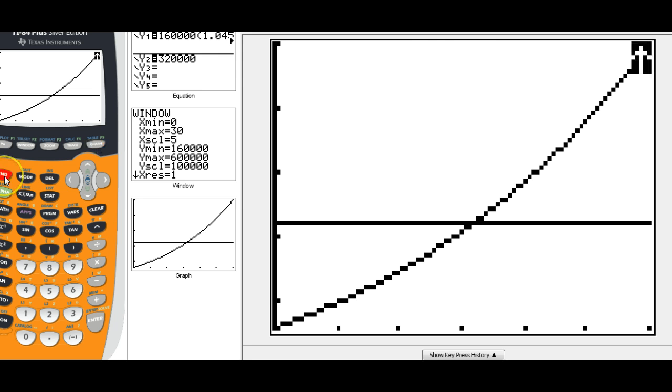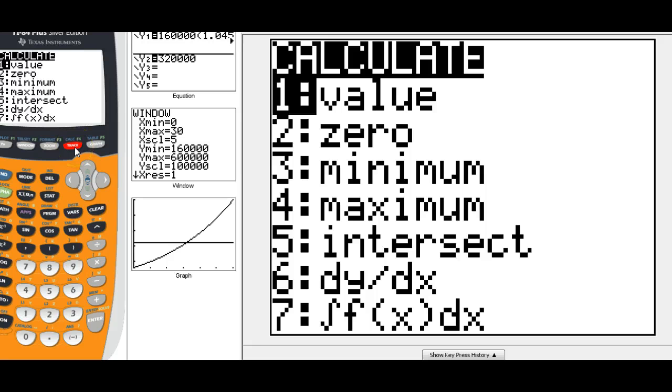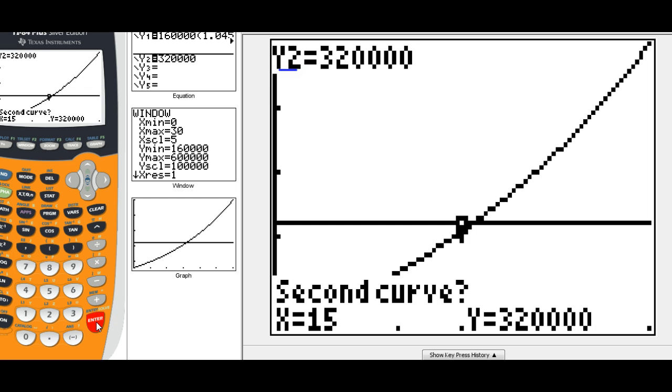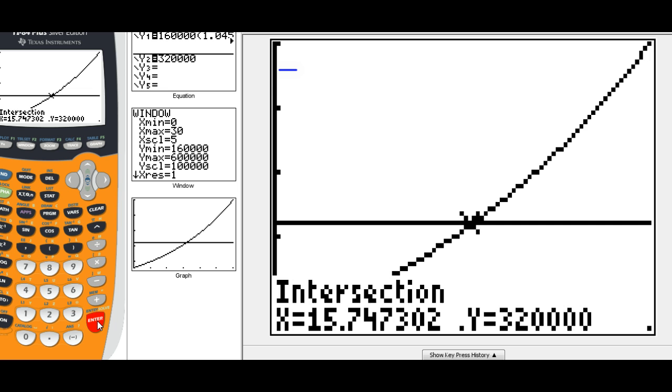Now, you want to find the point of intersection. So you go second, calculate. Number 5 is the point of intersection. So you can scroll down and just hit the number 5. First curve is y1. Yep, that's highlighted as y1. Press enter. Second curve is y2. Yep, that's 320,000. Find the point of intersection of those two curves. I don't need to make a guess because there's only one point of intersection. So I'm just hitting enter 3 times.